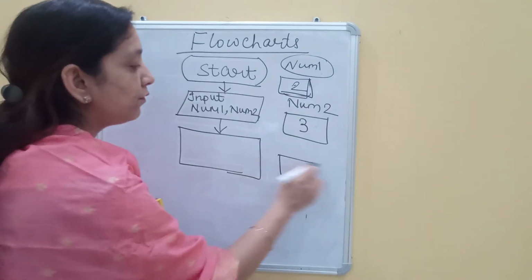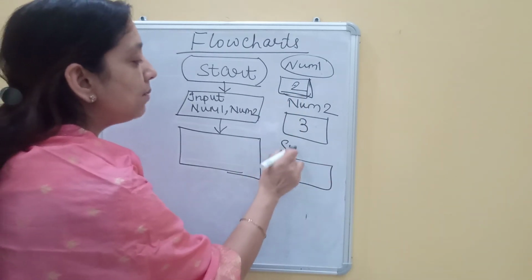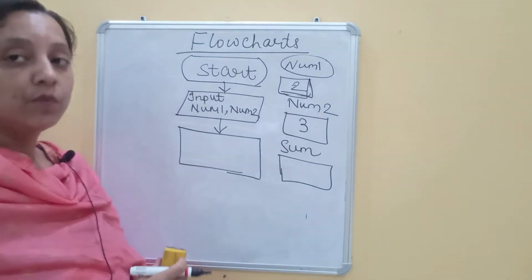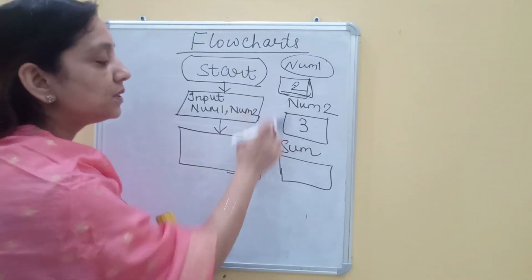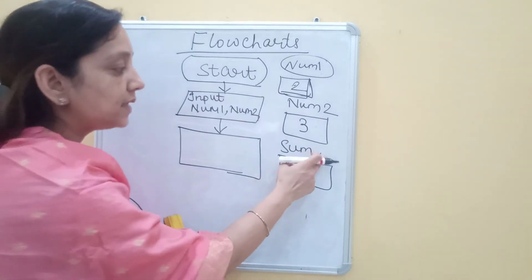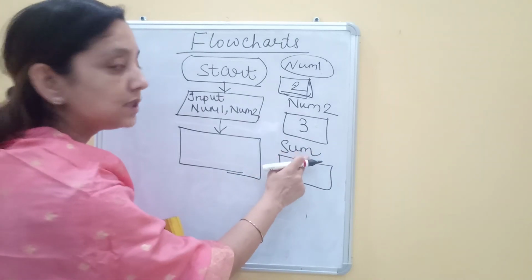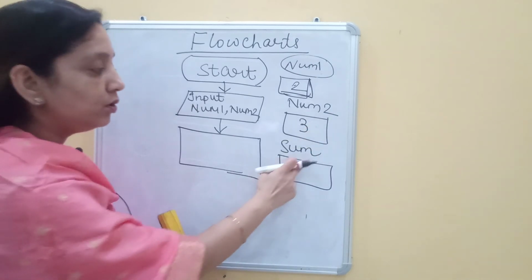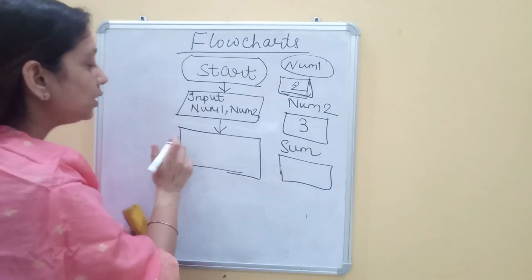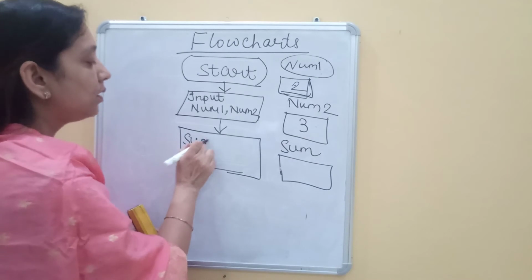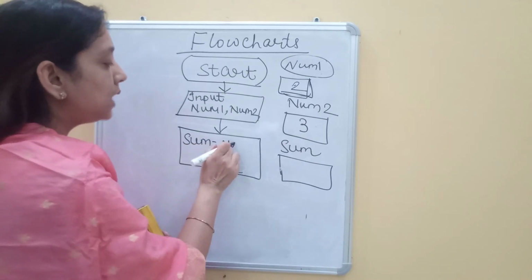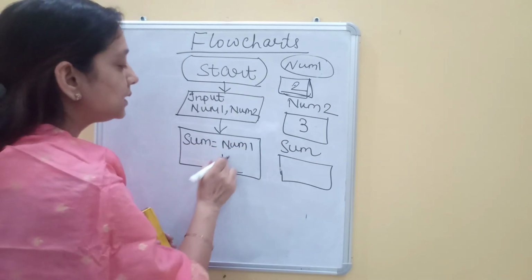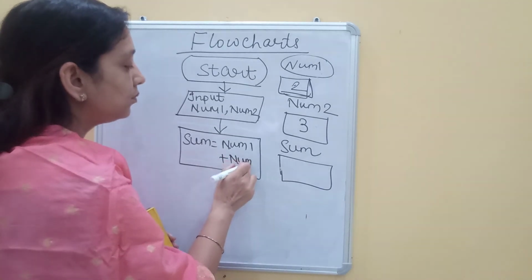So what will I say? Again I will make use of a variable, because the sum needs to be stored in a particular variable. The sum of these two numbers again needs to have a name. What is that name? Sum. So this is the sum variable. The sum of num1 and num2 is stored in a variable known as sum. So I will say sum equals num1 plus num2.